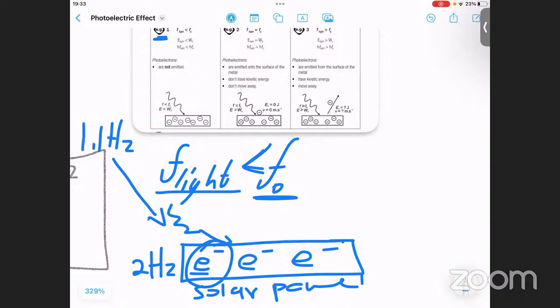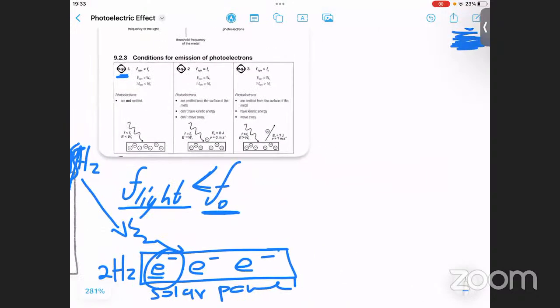Okay, 1.1 hertz, nothing happens. Okay, 1.5 hertz, they don't speak. Okay, 1.9 hertz, nothing happens. Then it means the energy that is required for them to react is not enough. That is that first scenario.